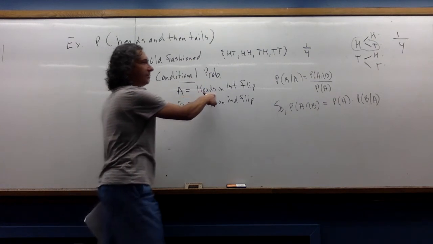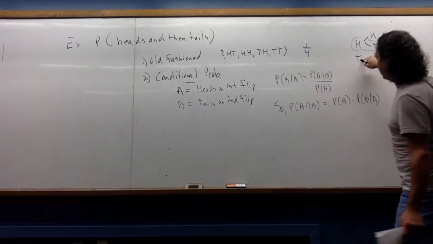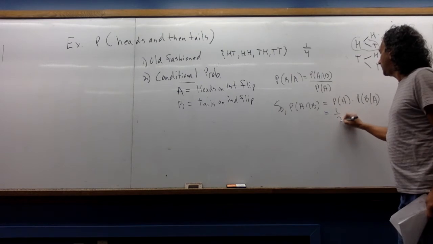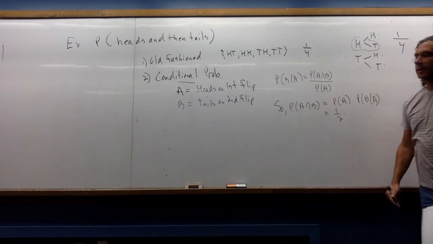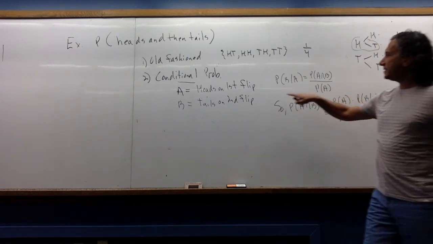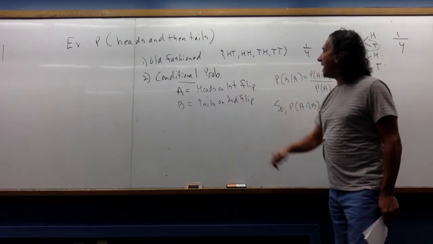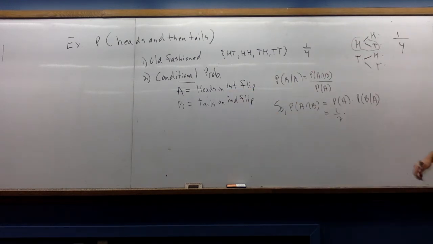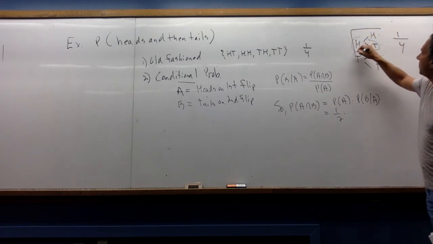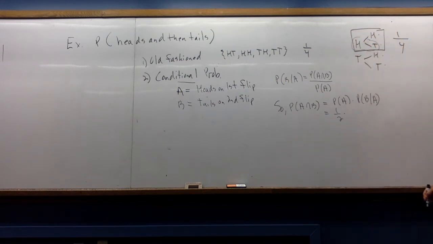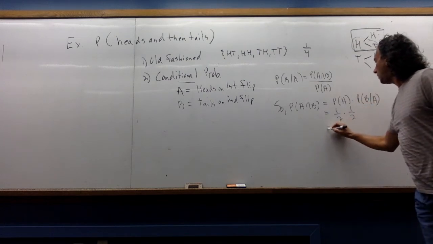Heads on the first flip. So what's that probability? 1 out of 2. Tails on the second flip, given that I had heads on the first flip. So if I look at my tree here, heads on the first flip is this world. So tails, given that I got heads, is 1 out of 2, so the answer is 1/4.